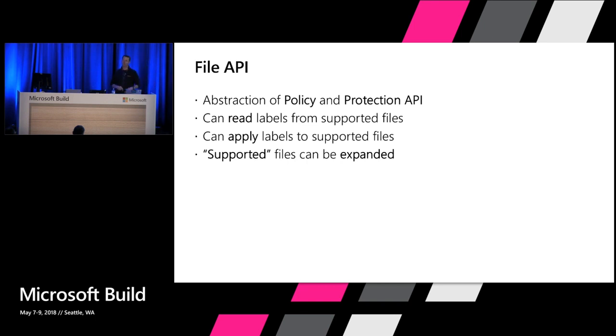And then tomorrow in our workshop as well, you'll actually get to sit down and get hands-on keyboard to build it yourself. So again, we support the ability here to read labels from supported files. As files are flowing through my line of business app or flowing through my CASB or whatever I happen to be writing, we can very easily see if that file has a label on it and then take some action. We can apply labels to the supported file types. And then most importantly, the supported file types can be expanded.